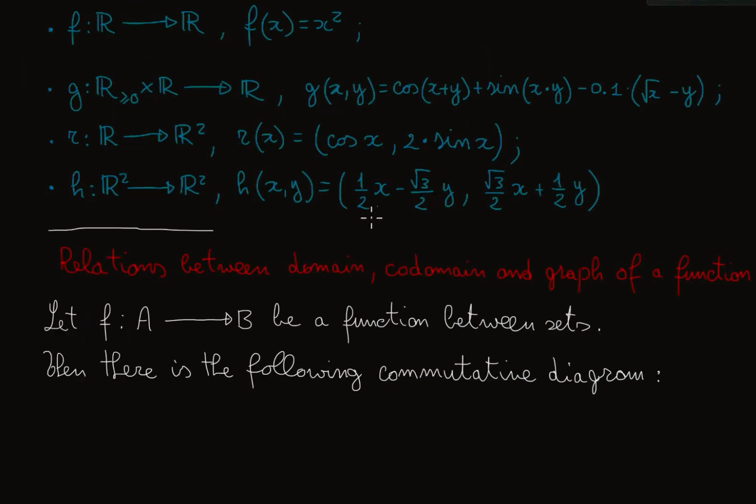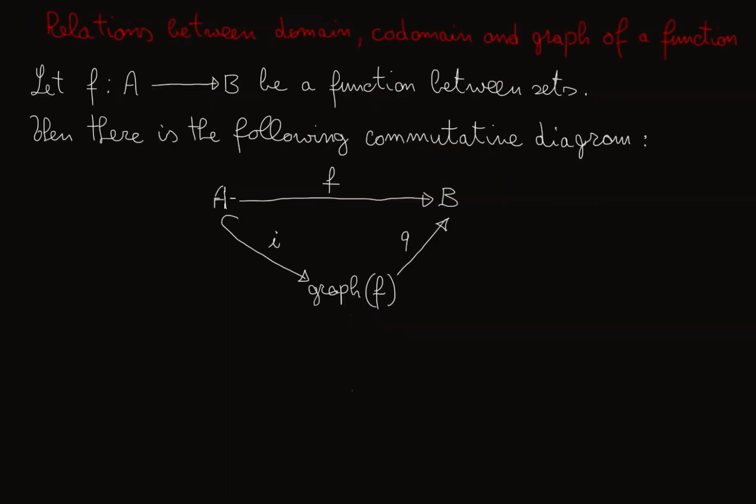Before beginning analyzing each of these functions, I want to mention the relations between a domain, codomain, and the graph of a function, since all of them will be involved in the visualization of the function itself. So let f from A to B be a function between sets. Then there is the following commutative diagram. The diagram involves the objects, sets in this case, A, B, and graph of f. On the top we have our function that goes from A to B, and it is the following arrow, and we call it f.